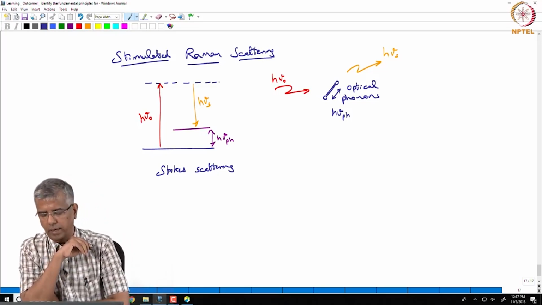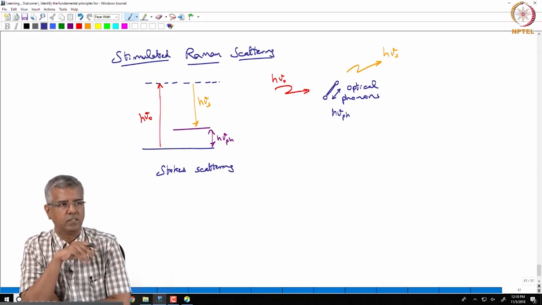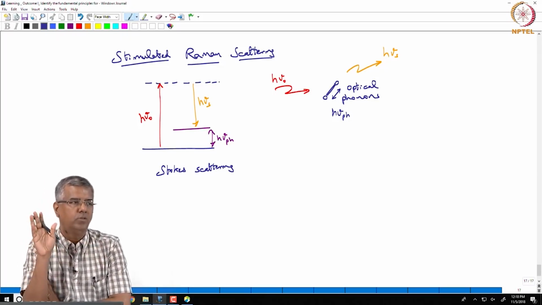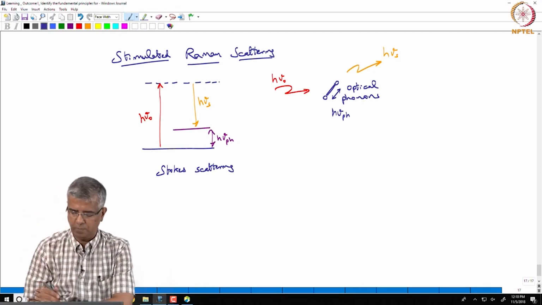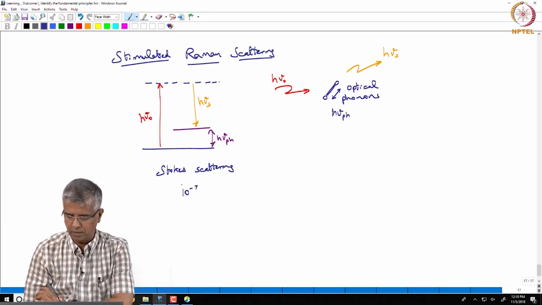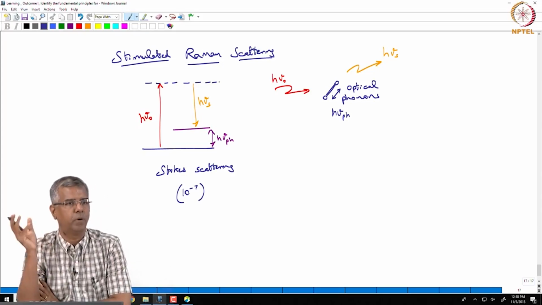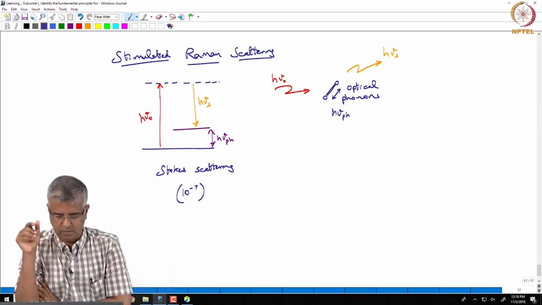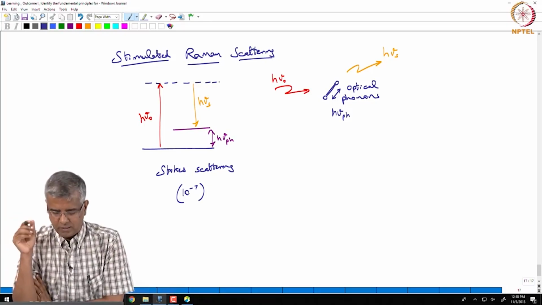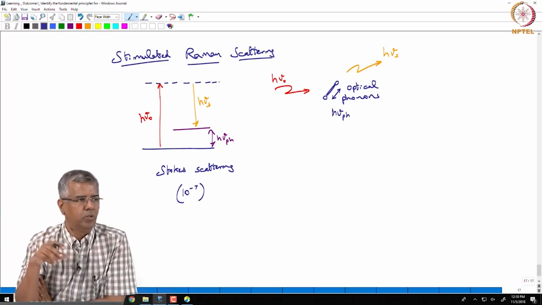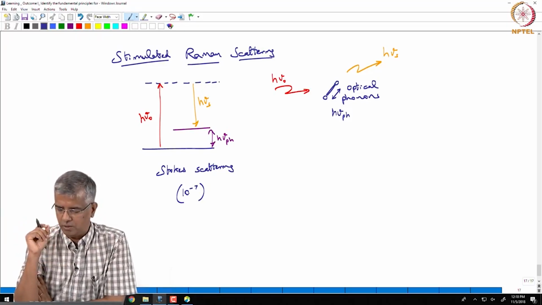Okay. And of course, this is not something that happens for every photon that comes around. This is a phenomenon that happens with a probability of 10 power minus 7, 1 in 10 power 7 photons is undergoing something like this. So it's a very unlikely event, but nevertheless if you look well enough you should be able to pick up these Stokes photons. So that is one process.